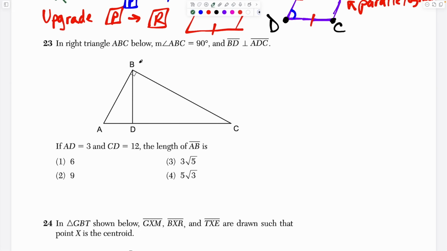Question 23, in right triangle ABC below, we have the measure of angle ABC is 90 degrees, and we have BD is perpendicular to ADC. Then we have if AD is equal to 3, CD is equal to 12, the length of AB is, so we want to find this piece over here. So for this question, there's a few different ways we could do this. We could do the altitude rule, or we could do the leg rule. But the leg rule here is going to be better because we're looking for the missing leg of this right triangle that we're starting with.